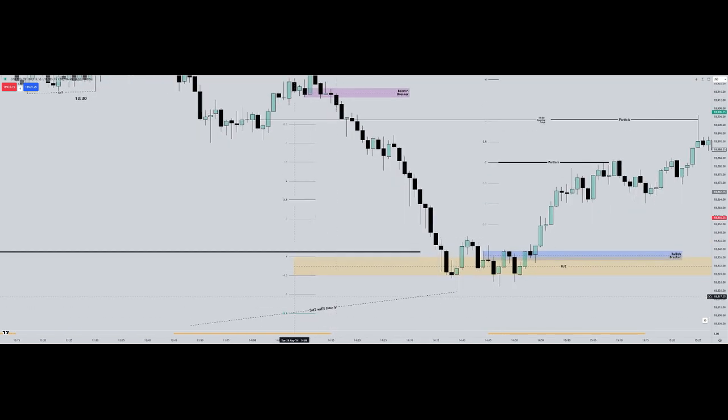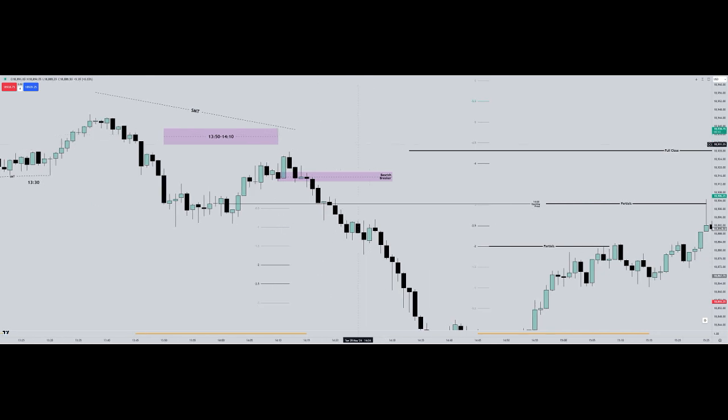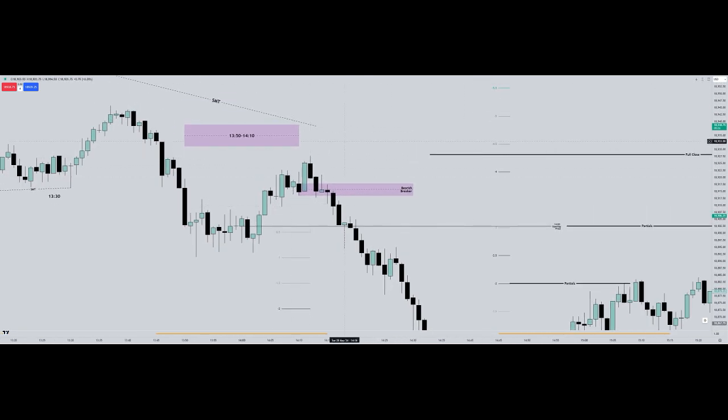That would have gave you a 5-hour return based on your risk. Now, another question that I get is, where do we draw the measurement from? It is always the manipulation leg of the breaker.